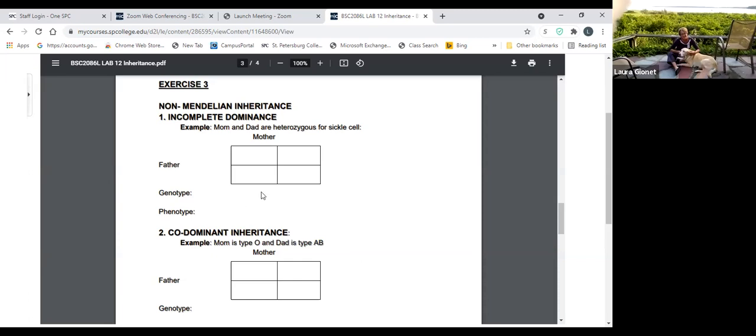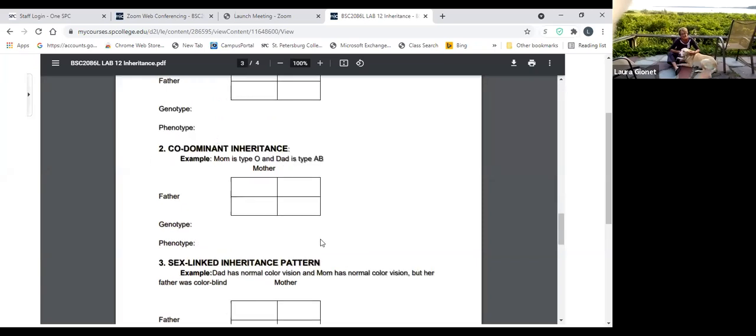All right, so now it says mom and dad are both heterozygous. So mom would be big S, little s. Dad would be big S, little s. Over on the vertical on the left-hand side, bring the letters into the boxes. Do your genotype, do your phenotype. Now, your phenotype is either you are normal or you have Huntington's chorea.